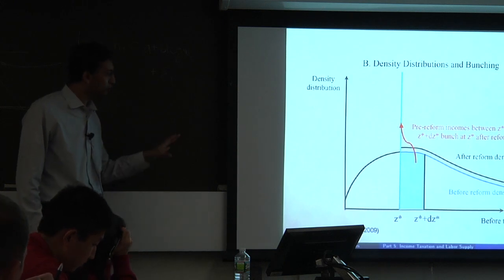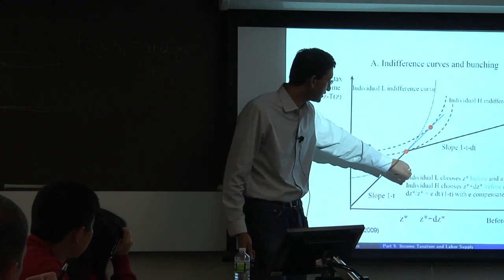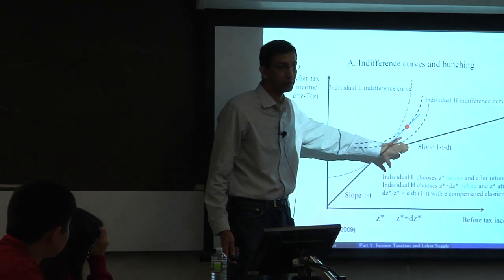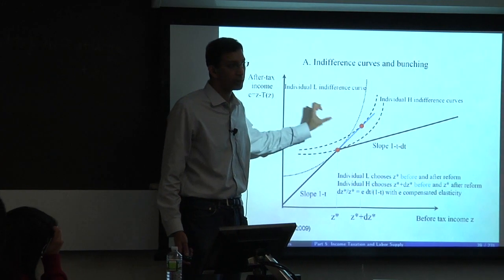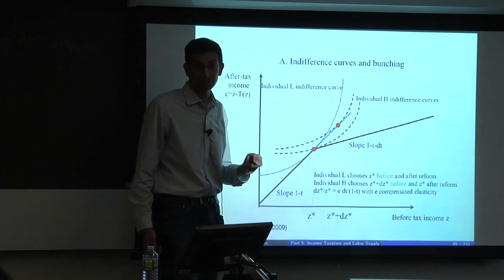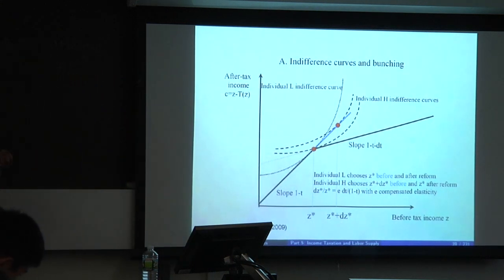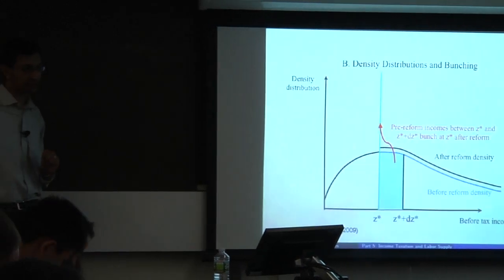Okay, so you should go through this paper just so you understand exactly how you get this formula. But the idea is that the size of the interval of people who you end up moving to the kink is proportional to the elasticity times the size of the change in tax rates. And then you invert that to get this formula for the elasticity in terms of excess mass divided by tax change.